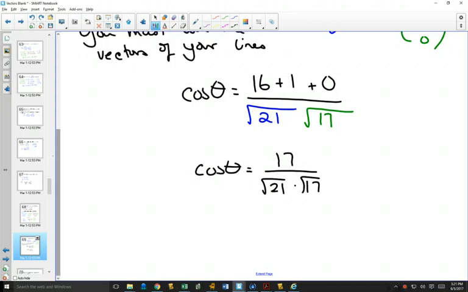So to figure out our angle, go to our calculator. Cos inverse of 17 over root 21 times root 17, and in degrees we'd get 25.9 degrees. It wouldn't matter if you solved this one in radians or in degrees. Yes?